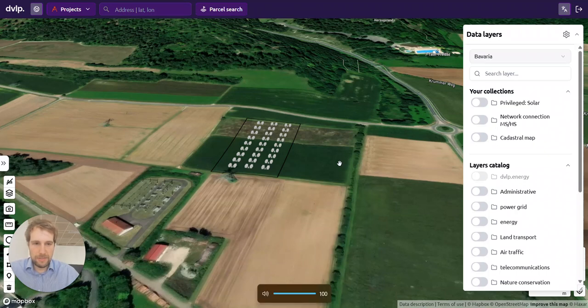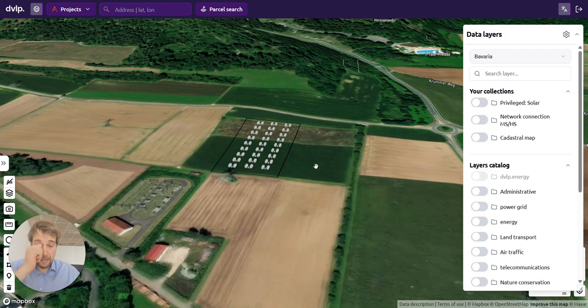Hello and welcome to this dvlp.energy tutorial on the grid connection assessment for energy producers and also consumers in the medium voltage level and above. Here with dvlp.energy we have several data points to assess opportunities to connect to a local electricity grid, but also risks for projects such as battery storage, wind, PV, data centers.